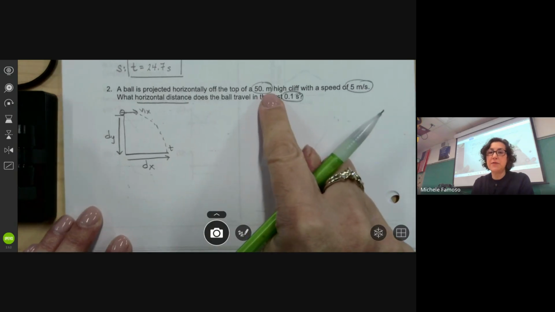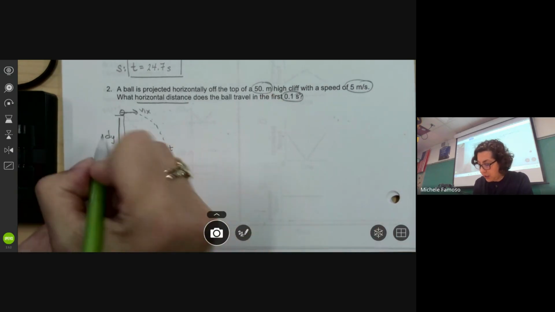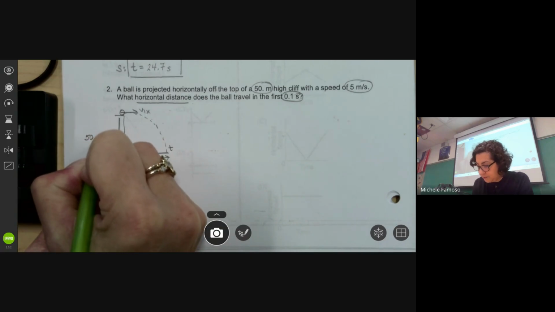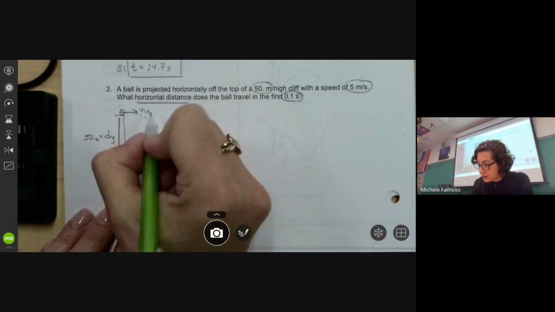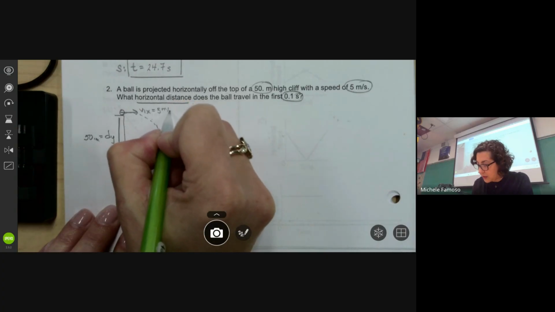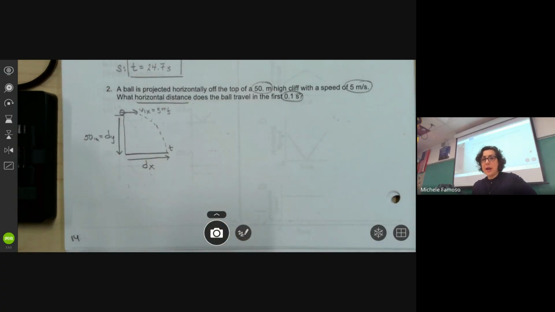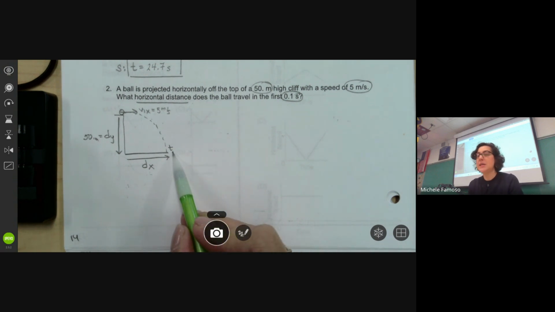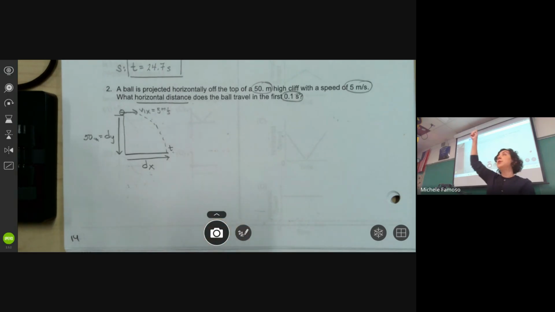Now, what we can see is that 50 meters would be the height of the cliff, which is here. And 5 meters per second would be the VI in the X direction. Now, before I go ahead and label the time down here as a tenth of a second, I want you to think if that makes any sense. Is it going to actually get to the ground in a tenth of a second? So let's think about that. Remember that the ceiling in this classroom is about 3 meters. This is going to go 50 meters.